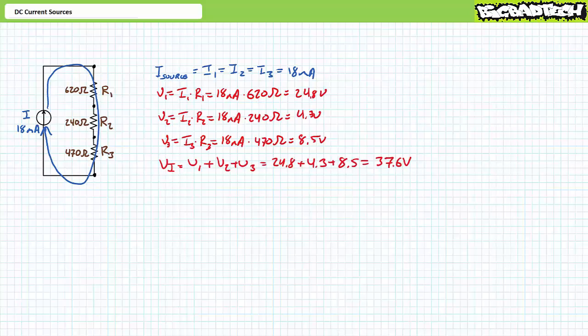Using Kirchhoff's voltage law, it can be said that the sum of voltage drops equals the rise induced by the current source. Substituting our calculated values, we find that the current source must have induced a 37.6 volt rise to induce 18 milliamperes of current to travel through this series combination of resistors. See, it really is that easy.